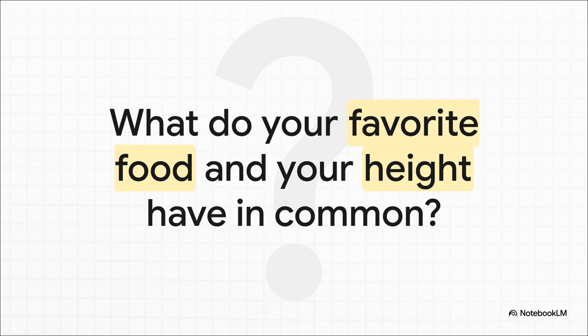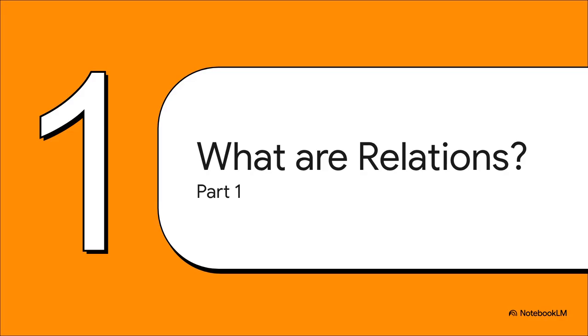All right, let's kick things off with a bit of a puzzle. What in the world could your favorite food and your height possibly have in common? I know it sounds pretty random, right? But mathematically, they can both be part of something we call a relation. So, first things first, what even is a relation? Well, at its core, it's just a way to describe how different bits of data are connected.